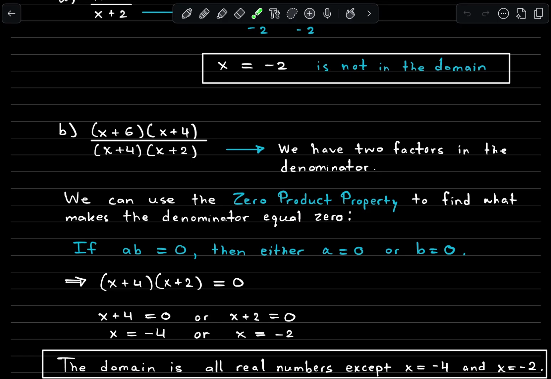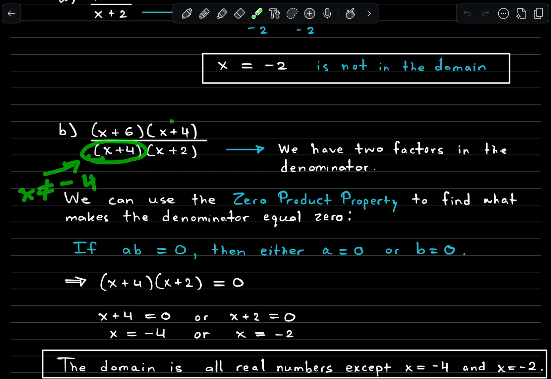Okay? Now, you might have also noticed in this example that you have an x plus 4 up top. So why can't we just cancel these two factors and simplify this? Well, if we do that, then we're actually going to be changing the function. We would be left with x plus 6 over x plus 2. That would be fine. x plus 6 over x plus 2 is fine when x is equal to negative 4. It doesn't have a problem. But this is not the function that we're starting with, right? So we had an x plus 4 in the denominator. We cannot have x equal to negative 4 here.